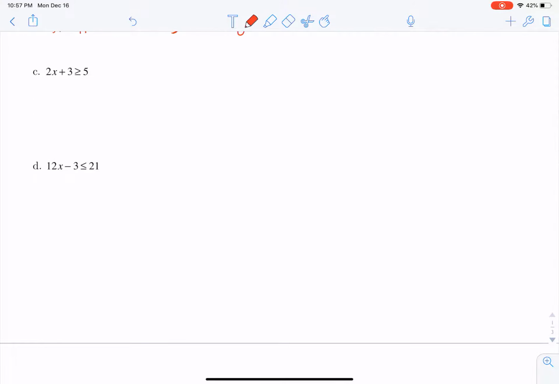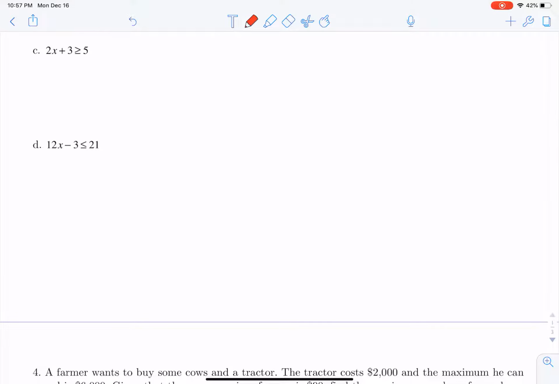Looking here at this next problem, 2x plus 3 is greater than or equal to 5. I can do this the same way as if I were solving an equation. So subtract 3 from both sides. 2x is greater than or equal to 2. Divide both sides by 2. And I end up getting that x is greater than or equal to 1.